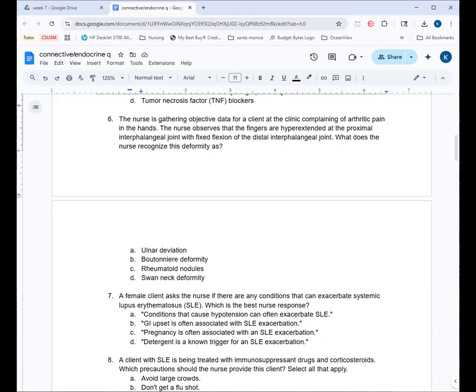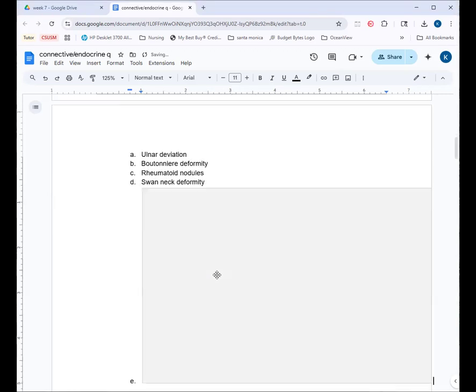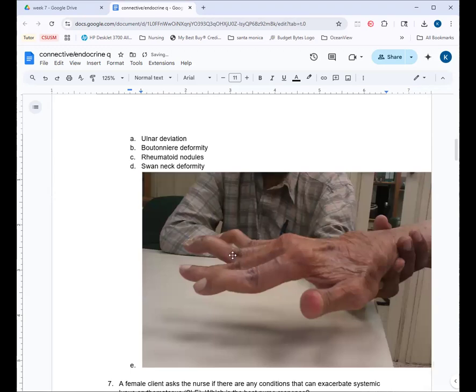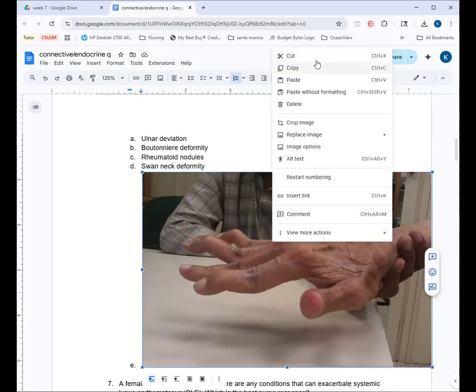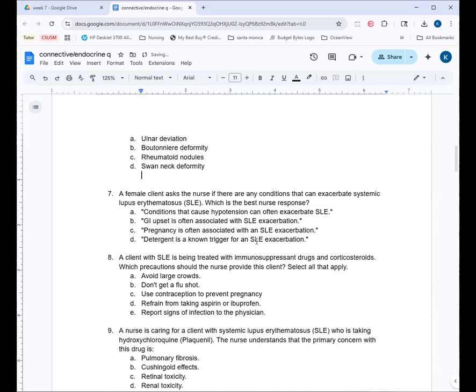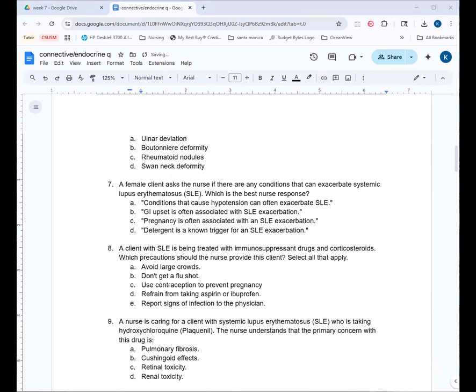Okay, so yeah, swan neck deformity. Let me put a quick picture of that in here because it's a gnarly looking little thing. Copy image, paste image. There it is. See, look at the swan. So pretty. Oh god, that looks so painful. But yeah, that's the deformity that they're referring to. Fun stuff. Okay.